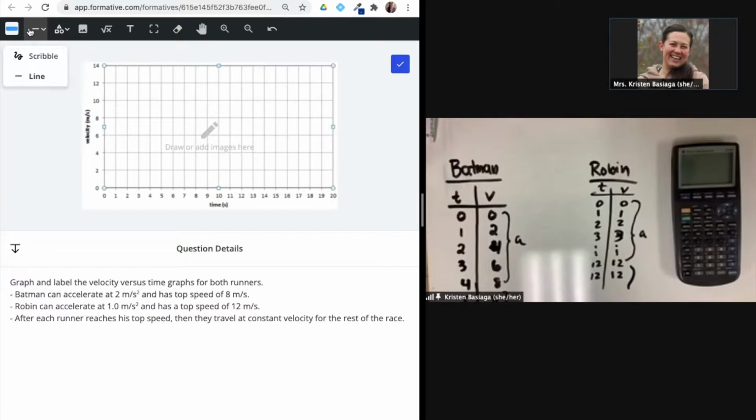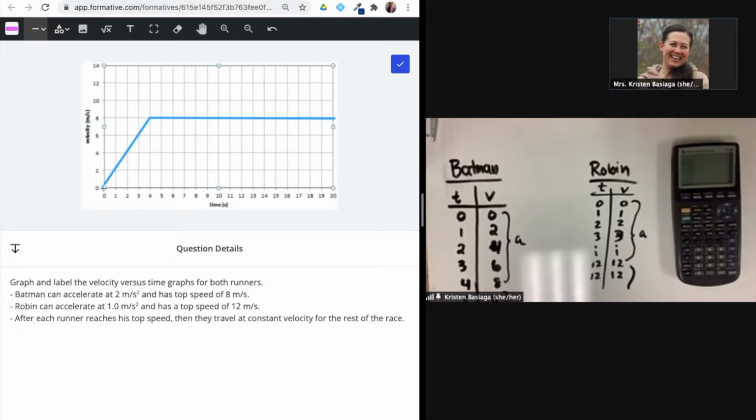When I then use the straight line tool to draw for Batman, he accelerates from 0, 0, to 1, 2, to 2, 4. Batman takes 4 seconds to get to 8 meters per second, then travels at constant speed for the rest of the time.